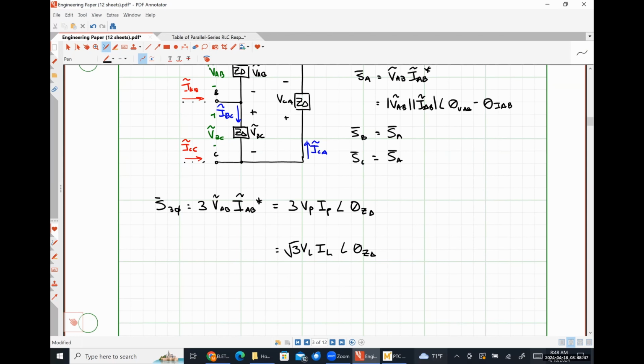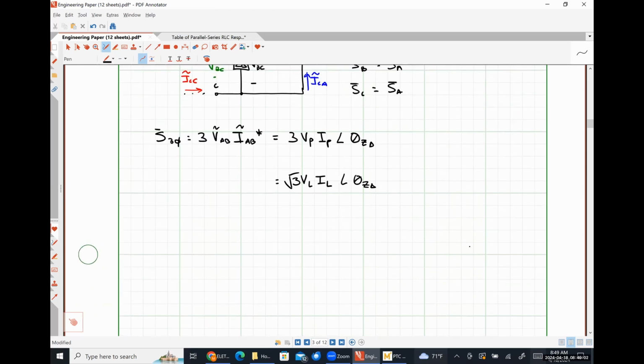So it does not remotely matter whether our load is Y connected or delta connected, the exact same power relationships apply. So this was our formal derivation of our complex power. Now we're just going to use what we know about complex power in order to figure out what's the average power, what's the reactive power, what's the apparent power, etc. Okay.